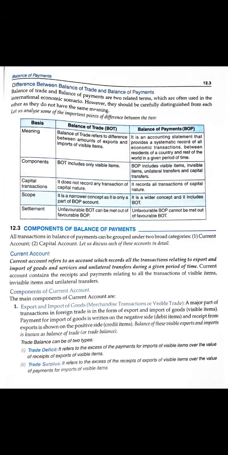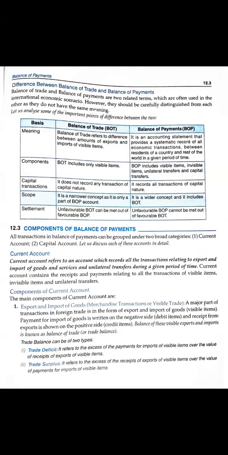Okay, fine. So again, components of current account. The first component is export and import, that is export of goods and services, and unilateral transfers. A major part of transactions in foreign trade is in the form of export and import, that is goods. A payment for imported goods is written on the negative side, and receipt from export is shown on the positive side, credit item. So the balance of this visible export and import is known as balance of trade, or else trade balance.